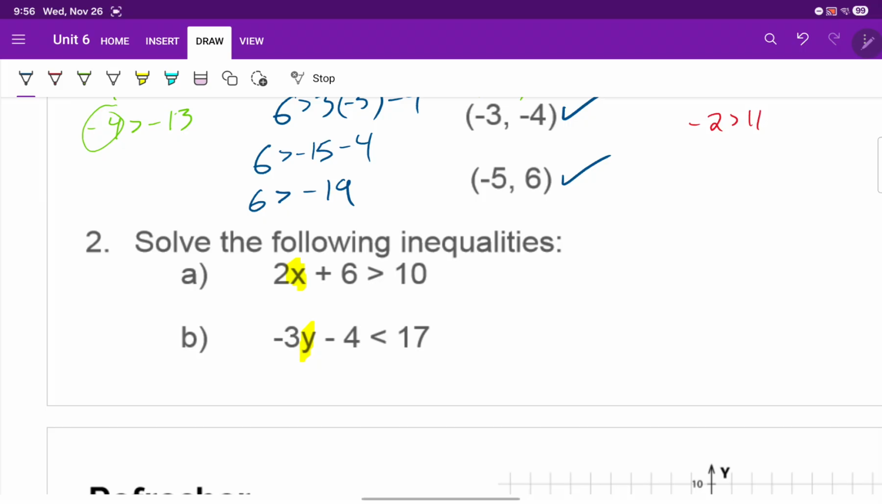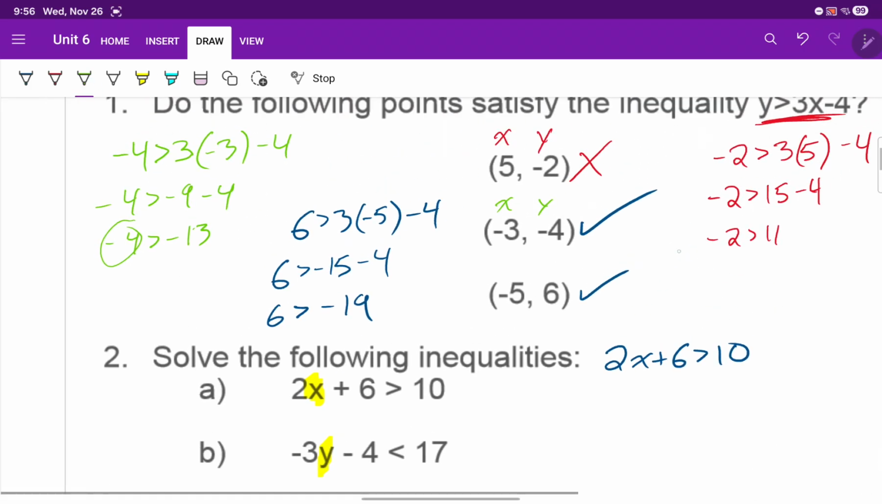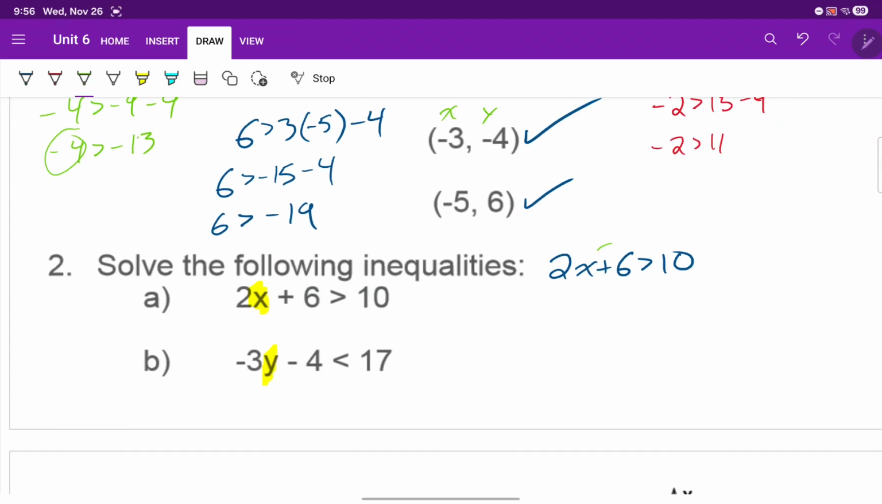When we are solving an inequality, the process is very, very similar to the process of solving an equation. We are going to isolate for the variable. So in the first one, I have 2x plus 6 is greater than 10. What I'm going to do here is bring my 6 to the other side, where it becomes a minus 6. If it switches sides, it switches signs. We have 2x is greater than 10 minus 6, which is 4.